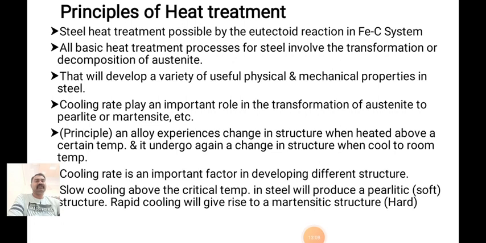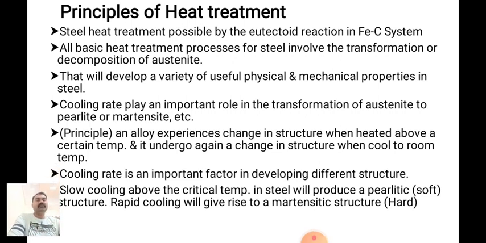Then next we will have to study the principle by which we can perform the heat treatment, or what principle we will apply to perform the heat treatment process. Okay, so heat treatment of steel is possible by the eutectoid reaction in the iron carbon system. Now we studied the iron carbon equilibrium diagram.